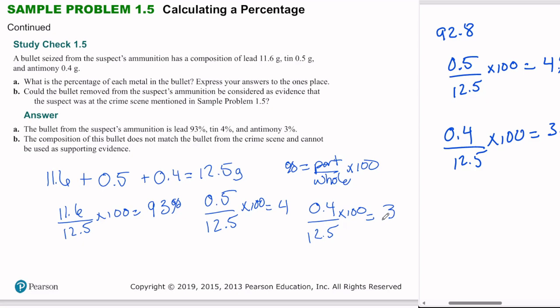Now, if we compare our percentages to the previous percentages, we see that this bullet doesn't match the composition of the bullet from the crime scene and probably wouldn't be allowed as evidence.